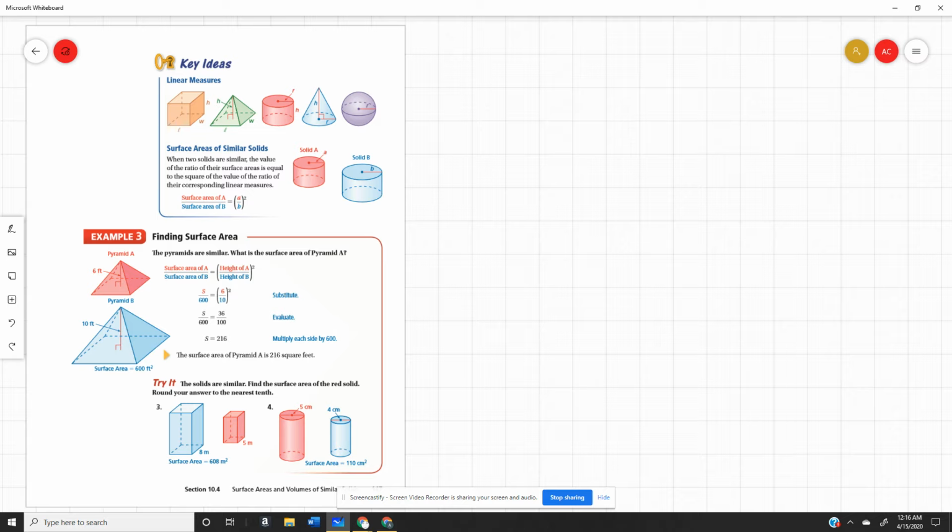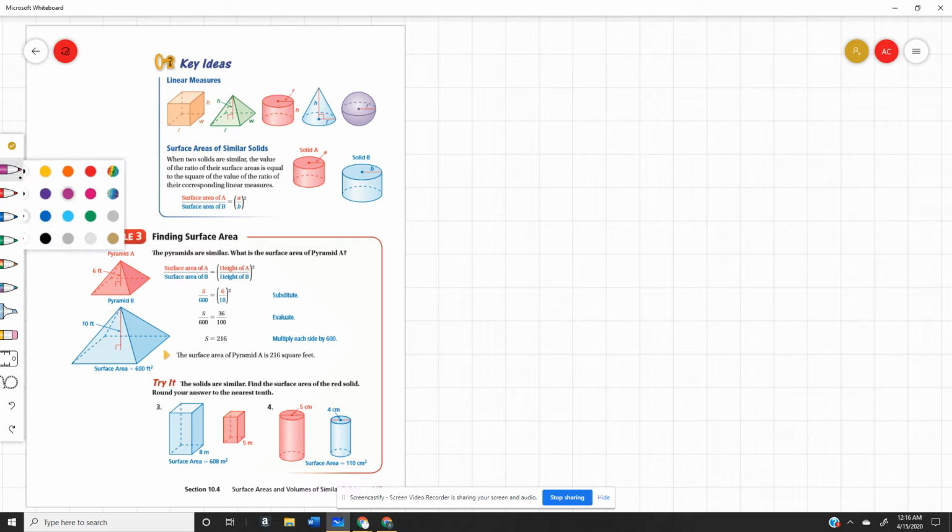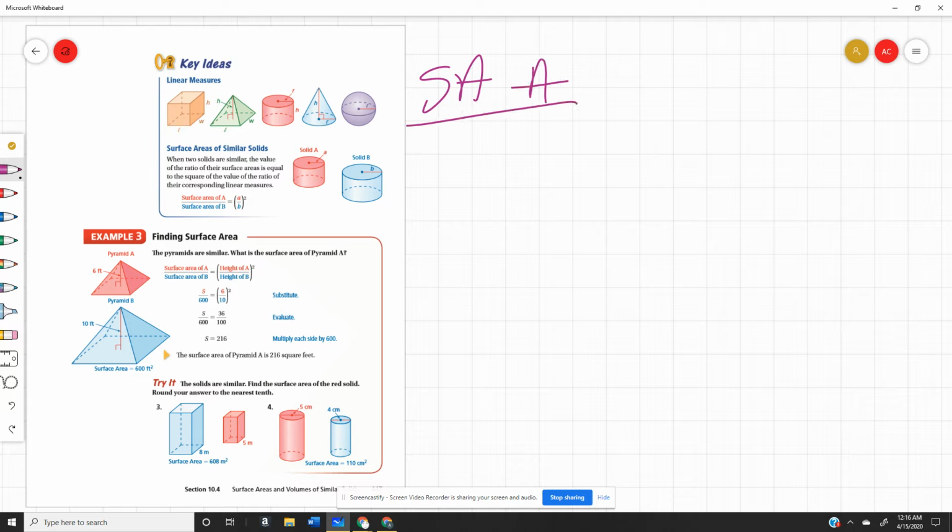So let's just get right into it. Let's look at pyramid A. Let's look at example 3. It says the pyramids are similar. We want to know what the surface area of pyramid A is, okay? We know that they're similar. So we're going to look at surface area of A over surface area of B is going to be similar to what do we have here?